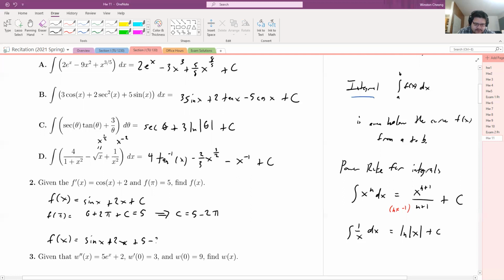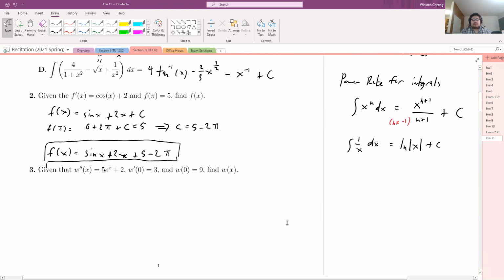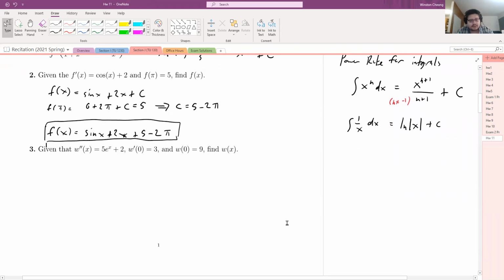Plus 5 minus 2 pi. So there we go. And now number 3 is doing the same thing, but doing it twice this time. So we have the second derivative, and we need to go back to the original.